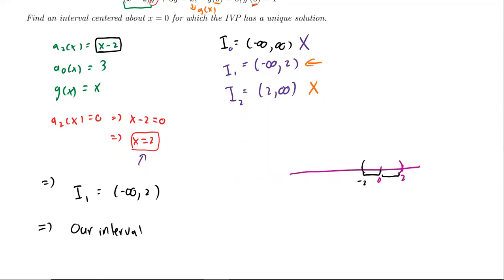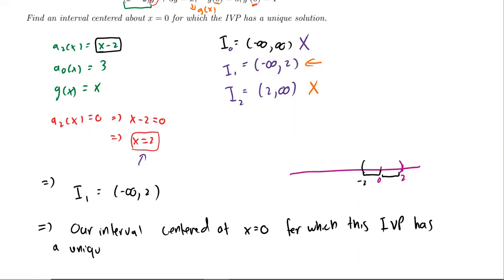And again, this is a case where it would be good to write a concluding sentence, just to conclude all the work that you're doing, so I understand what interval you're using and what you're using it for. So our interval centered at x equals 0, for which this IVP, initial value problem, has a unique solution, well, we're going to choose the interval negative 2 to 2. It's centered at 0, and it's the largest one we can choose that is centered at 0. And that's basically how you find the largest interval centered at 0.